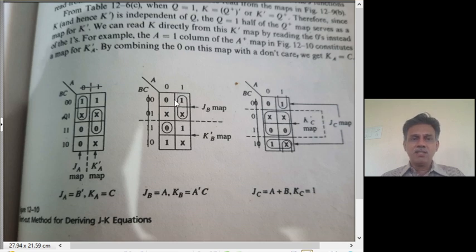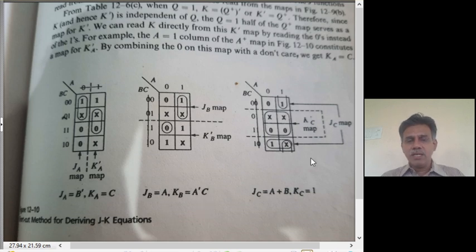So you call this the J_B map. The B equal to 1 subpart is called the K_B dash map. Once you know this is the J_B K map, just arrive at it. If you assume that this part alone is a K map for J_B, then you just simplify it and write it out. So this is A, this is A dash.